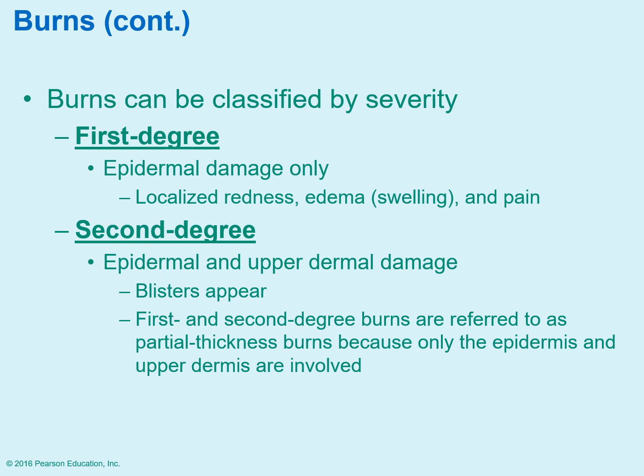A second-degree burn is when not only the epidermis but also the upper dermis is damaged, and this is when you get blisters. First and second degree burns are often referred to as partial thickness burns because you're not involving the entire dermis. You're still going to have pain.